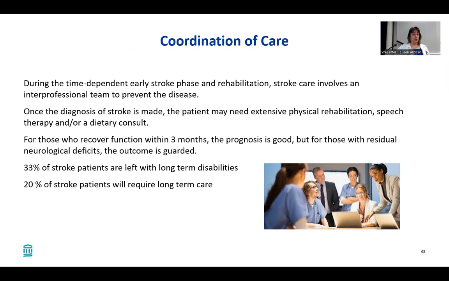Coordination of care, that's really important because it's a team effort to take care of these patients in the hospital. It involves medicine, nursing, PT, OT, speech, radiology, lab. It seems like everybody touches the patient in some form or another. And nurses are the ones at the bedside making sure everything runs smoothly. And we know, again, that 33% of stroke patients have long-term disabilities and 20% go to long-term care. So whatever the nurses can do at the bedside is just going to help the patient in the long run.